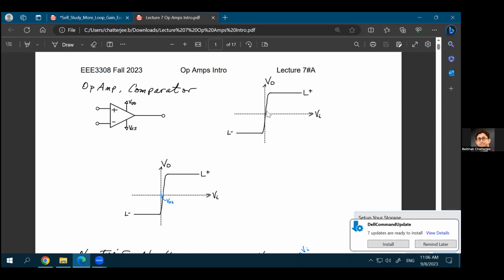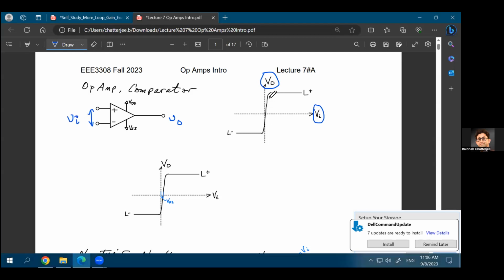So what's the ideal behavior of the op-amp? The ideal behavior of the op-amp looks like this. If your input voltage is VI, and VO is your output voltage, then VI is basically the difference between these two input voltages. So V plus minus V minus, in an AC sense, is your input voltage to the op-amp. Let's mark this as VI.